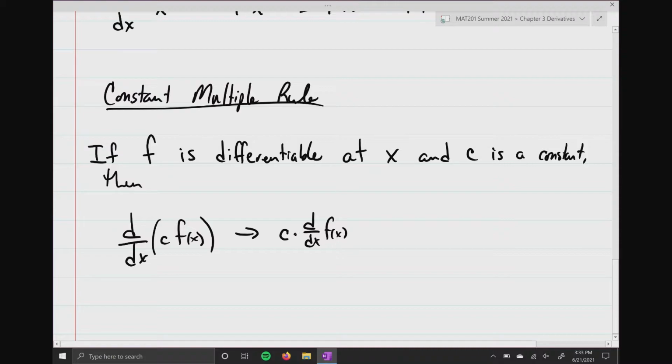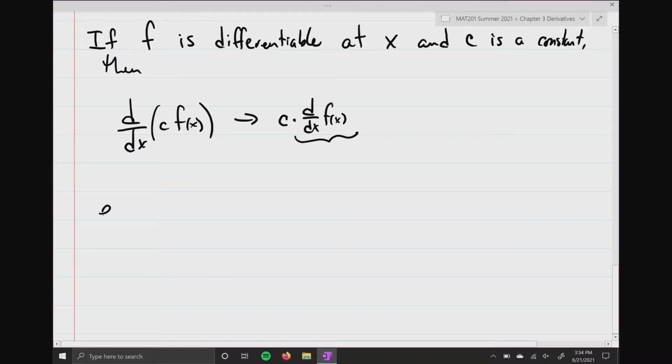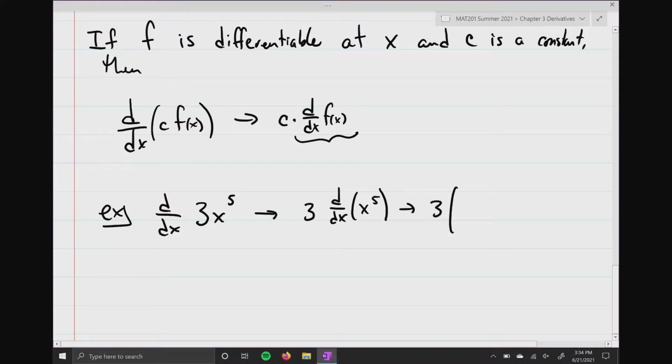And what we could do is find the derivative of the function of x and then just multiply by the constant at the very end. So an example of this would be something like this. Let's say I wanted to find the derivative of 3x to the 5th. According to this rule, I could take the constant and pull it out front and find the derivative of just x to the 5th. So this is going to give me 3 times, now the derivative of x to the 5th is 5x to the 4th, and 3 times 5 equals 15x to the 4th. Okay?